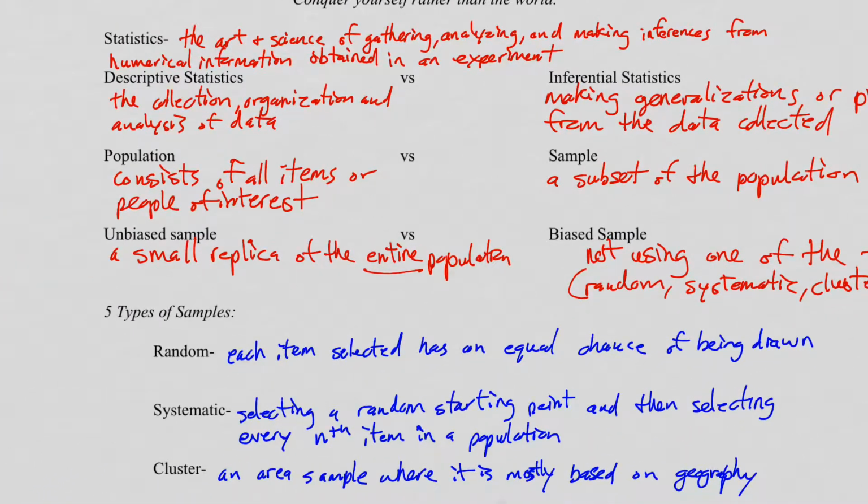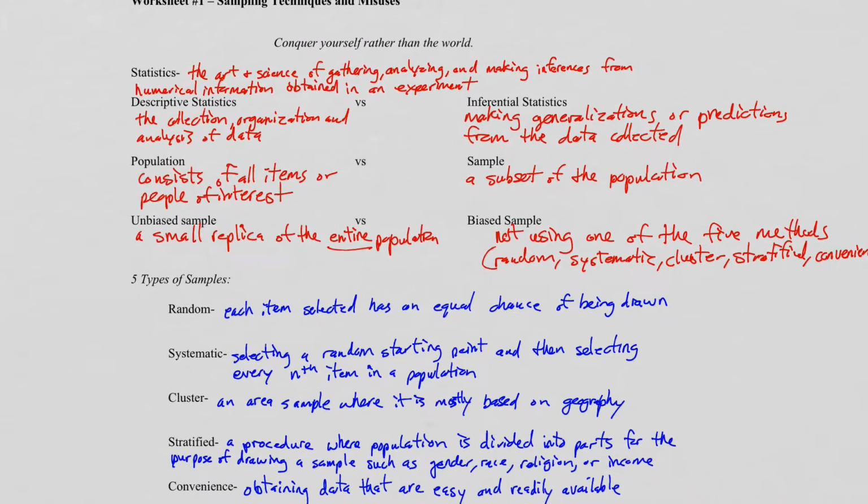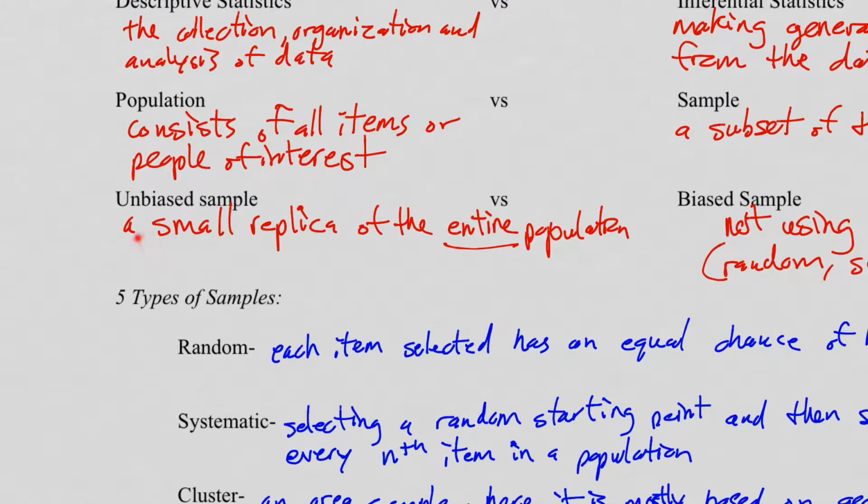Now, you do want to consider unbiased samples versus biased samples. Now, an unbiased sample is when you actually produce a sample that is a small replica of the entire population. Okay, so interviewing or surveying the entire population is not very cost effective. It's going to be expensive, takes a lot of time. So you want a small replica to represent the population, and that would be the unbiased sample.